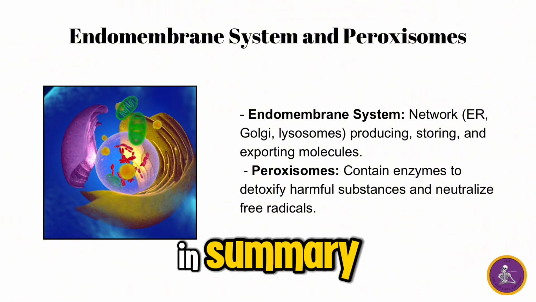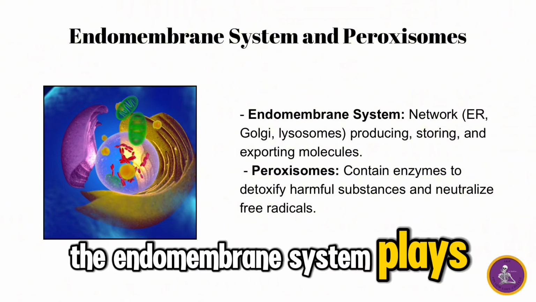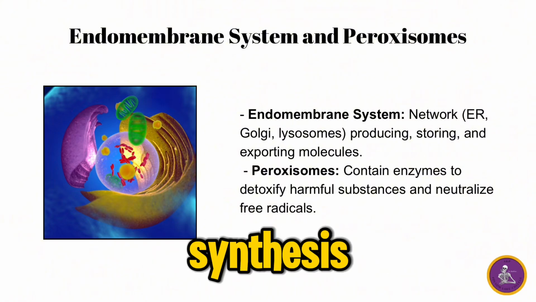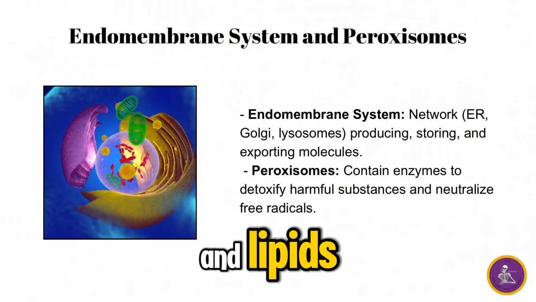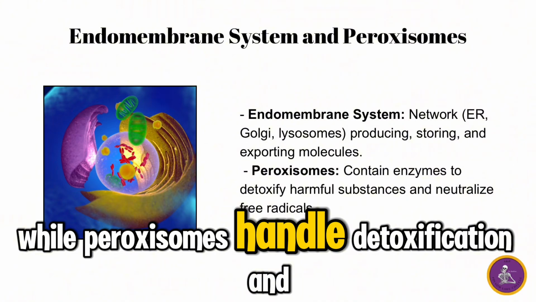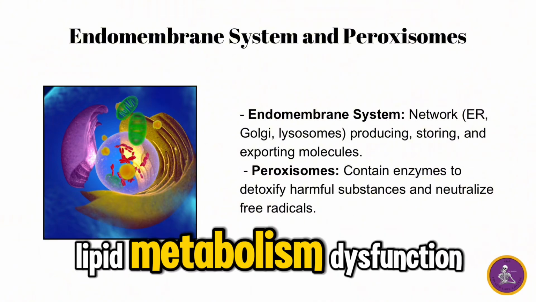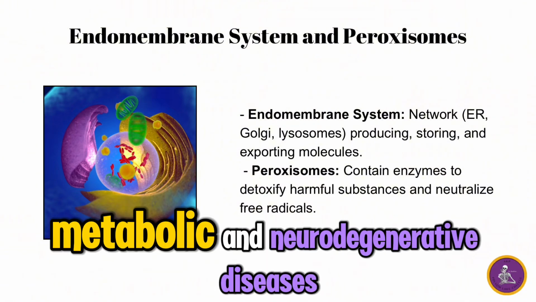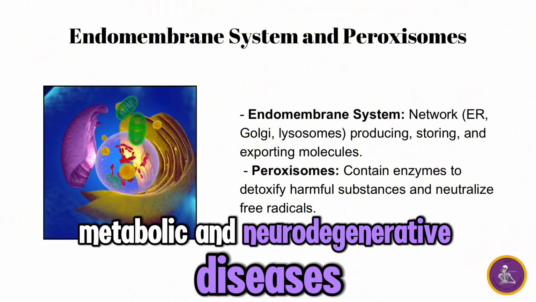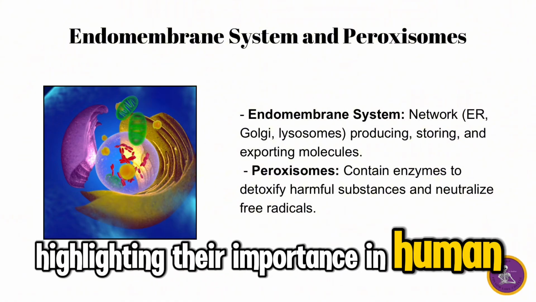In summary, the endomembrane system plays a central role in the synthesis, modification, and transport of proteins and lipids, while peroxisomes handle detoxification and lipid metabolism. Dysfunction in these organelles can lead to severe metabolic and neurodegenerative diseases, highlighting their importance in human physiology.